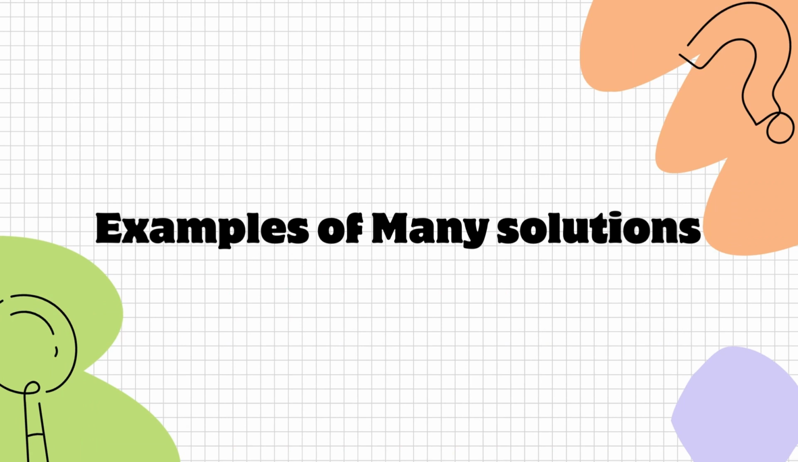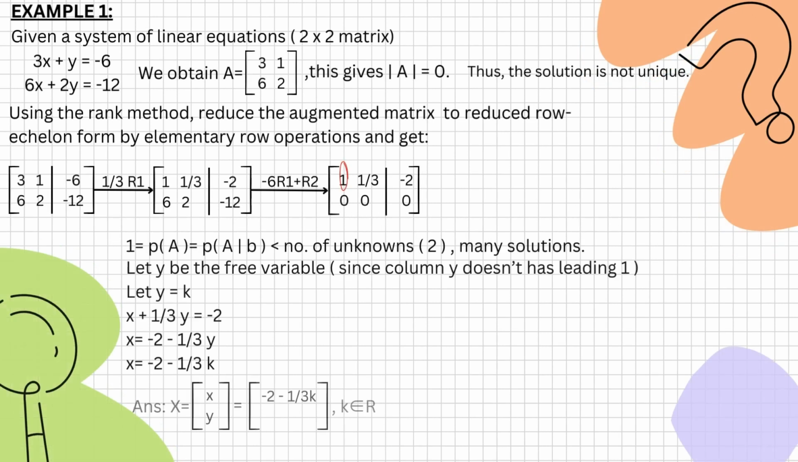Today, we would like to have a discussion of many solutions under Cramer's rule. So let's have a look at examples of many solutions. Given a system of linear equations in example 1: 3x plus y equals negative 6, 6x plus 2y equals negative 12. Since we have two linear equations and two unknowns, which are x and y, we obtain A as a 2 by 2 matrix.